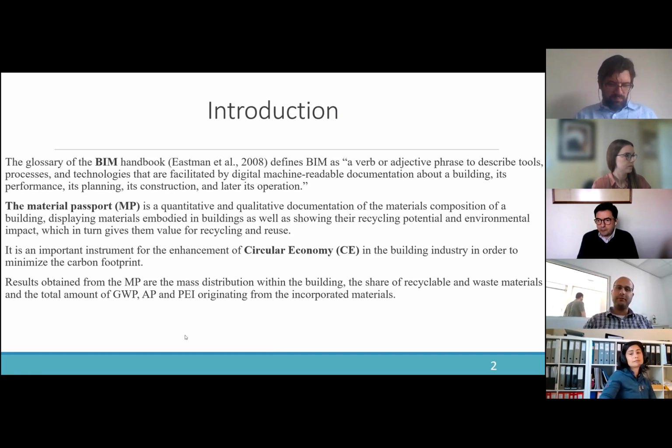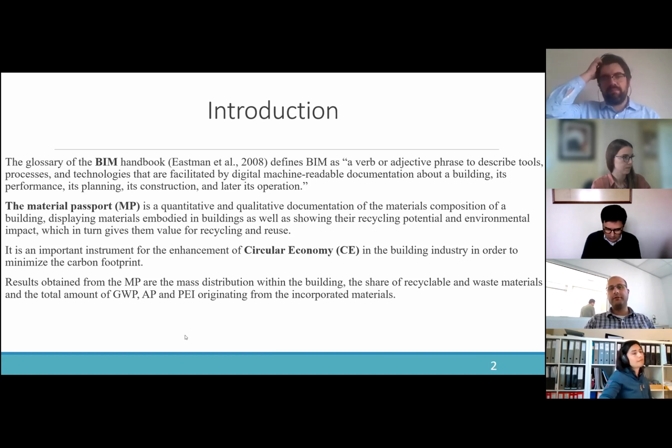So it's an important instrument for the enhancement of circular economy in the building industry in order to minimize the carbon footprint. The main results obtained from the material passport are the mass distribution within the building, the share of recyclable and reusable materials, and the total amount of global warming potential, acidification potential, and the primary energy intensity originating from the incorporated materials.